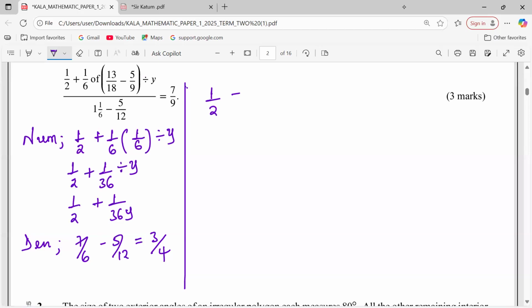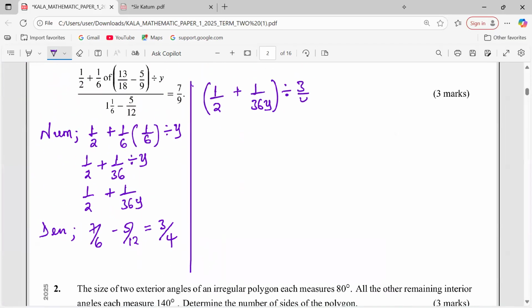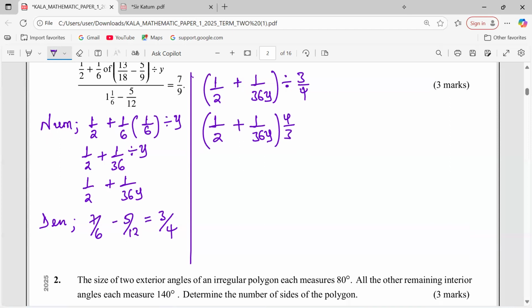So half plus 1/36y is now being divided by 3/4. The expression can also be changed now. Because we are dividing by 3/4, it can be half plus 1/36y multiplied by 4 out of 3. These brackets can be opened. When the brackets are opened, they will give us half times 4/3, which gives us 2/3.